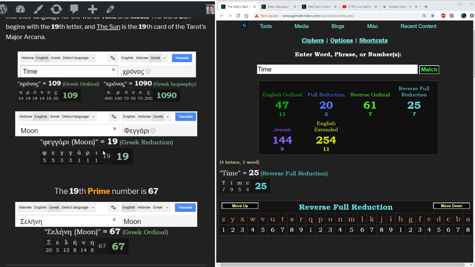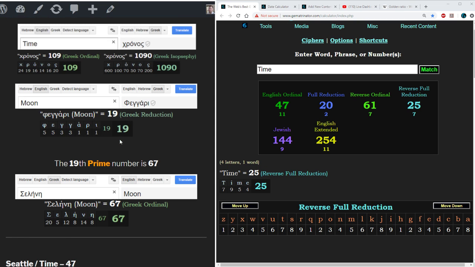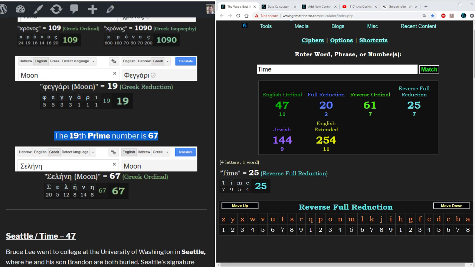Also in Greek, the word for moon equals 19 when reduced. The 19th prime number is 67, and the other word for moon in the Greek language has an ordinal value of 67.